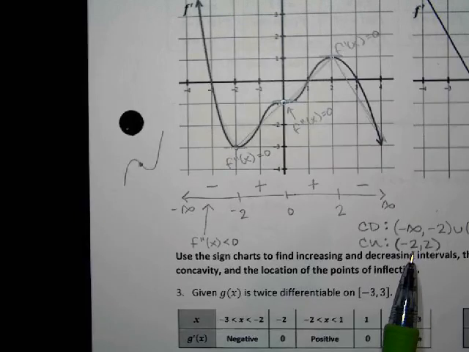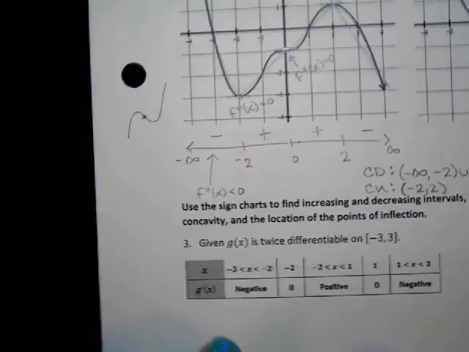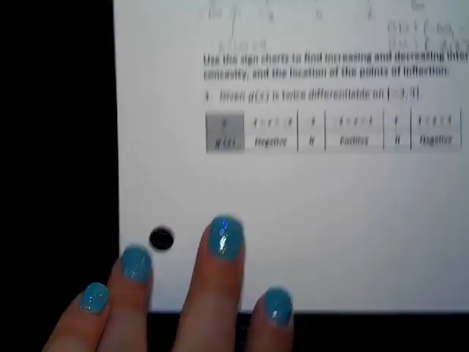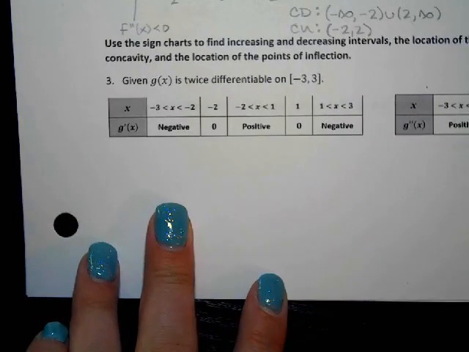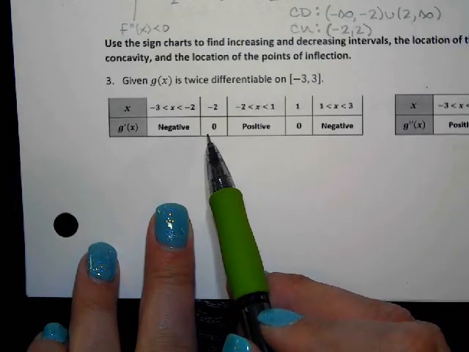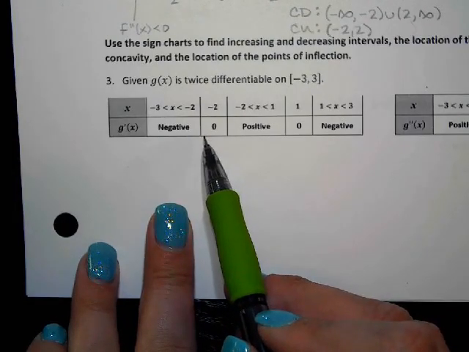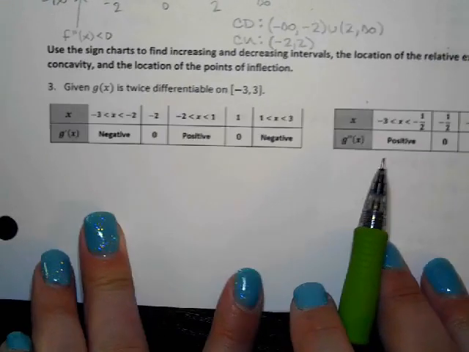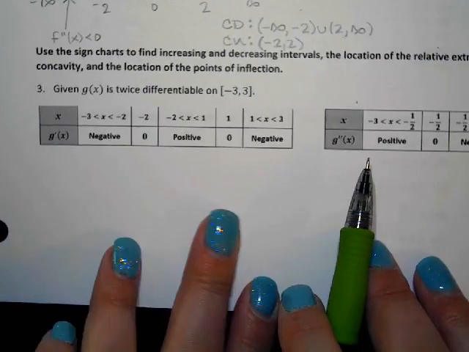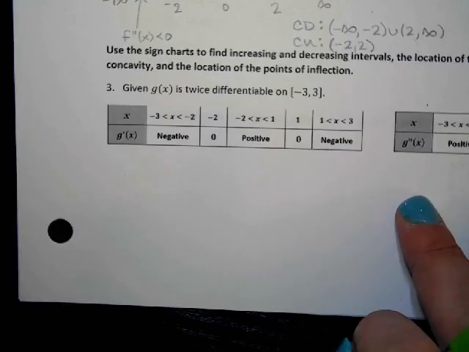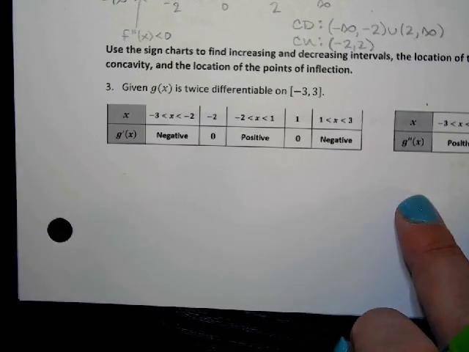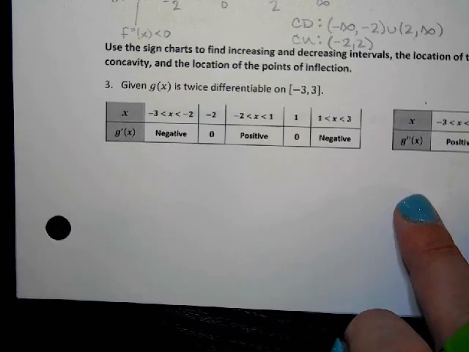Perfect. All right. How do you guys feel about looking at these types of graphs? Here, what they basically have done is give you a sign chart, and they're asking you to use the sign chart to interpret and give the relative extrema, give the concavity, and give the location of the points of inflection. So shall we go through and find what we can?